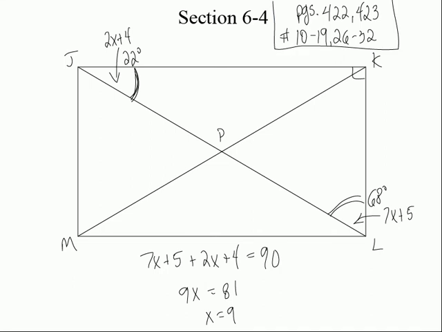All right, there you go. So 10 and 19 and 26 to 32. All right, section 6.4. Make sure that you write section 6.4 on there and all this stuff and your name and all that good stuff.